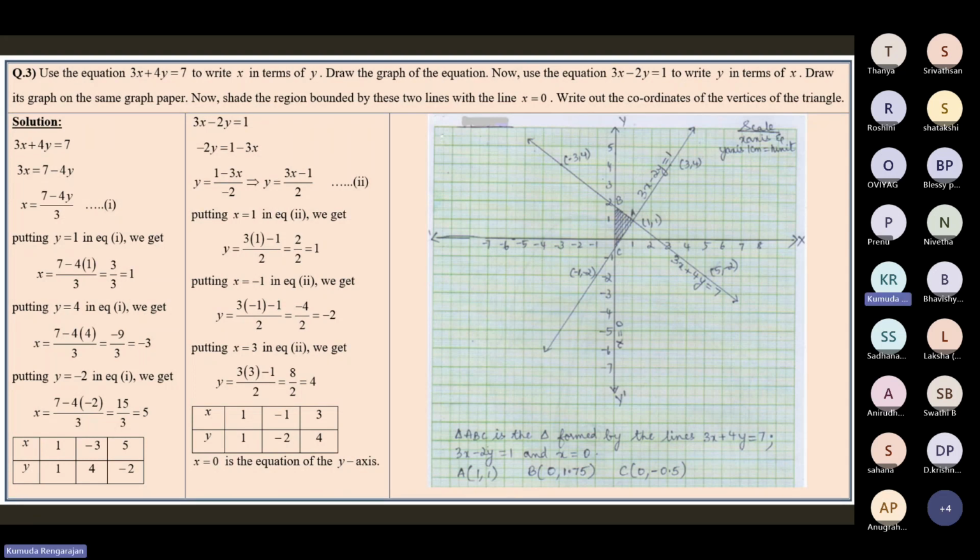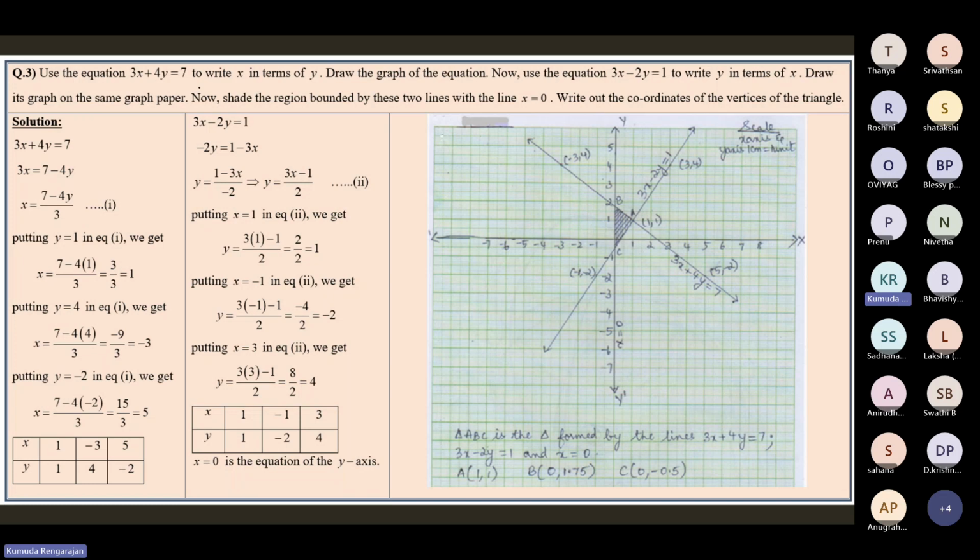Two equations are given to us and we had to draw the graphs. The graph is a straight line. So we had to draw the graphs of the two equations. Since one equation gives one straight line, two equations give two straight lines. If you have one equation in x and y, one straight line. Two equations in x and y, two different straight lines.